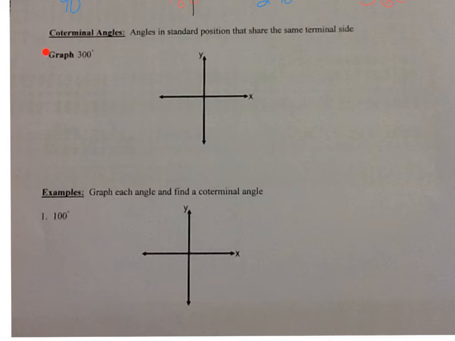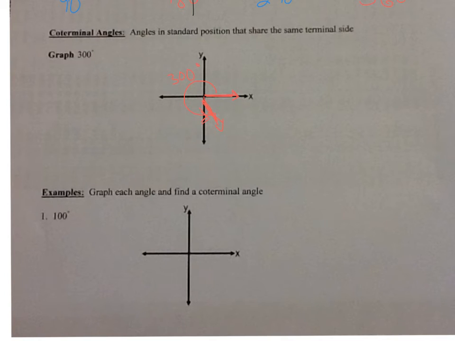So here I have, graph 300 degrees. Everyone graph 300 degrees. You have to figure out which quadrant it will fall in. So it starts here, and this would be 90, 180, 270, 300. It's going to terminate in quadrant 4, like this. So there's 300 degrees.